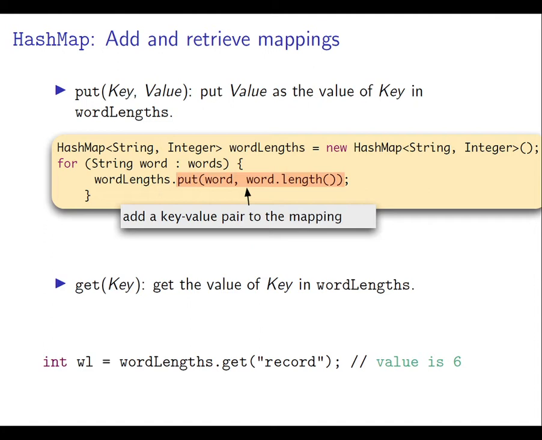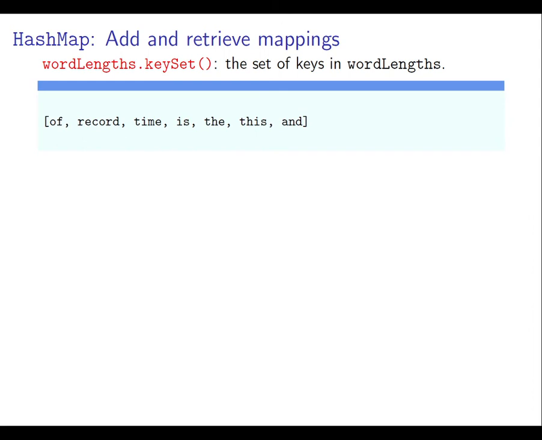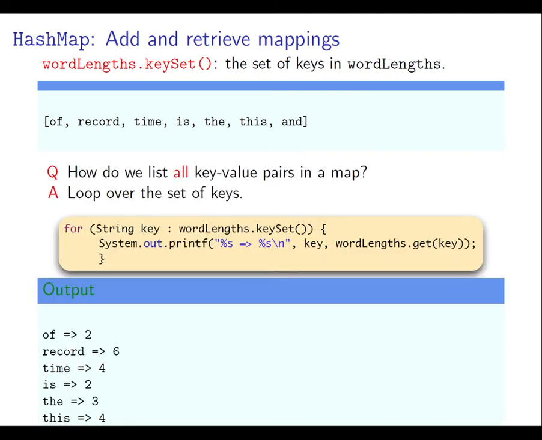Get, taking a key as argument, is pretty obviously the way to get the value. So for example, if we wanted to look up the length of the word record, we could use wordLength.get with the argument record, and the result would be 6, which we could then assign to an integer. The method keySet is a thing you can send to a hash map, and it will get you back the set of keys in word lengths. Strictly speaking, the array, I think you'll find. You should look that up if in doubt.